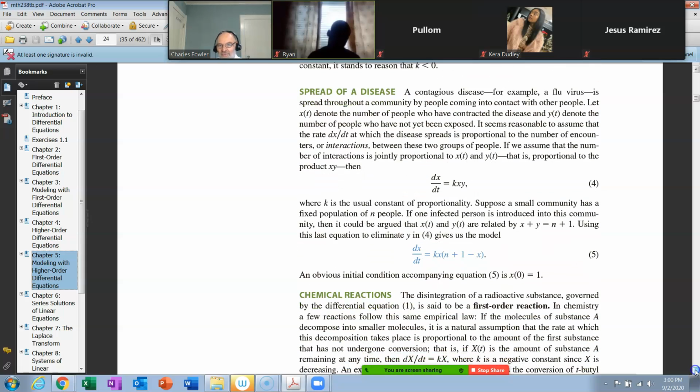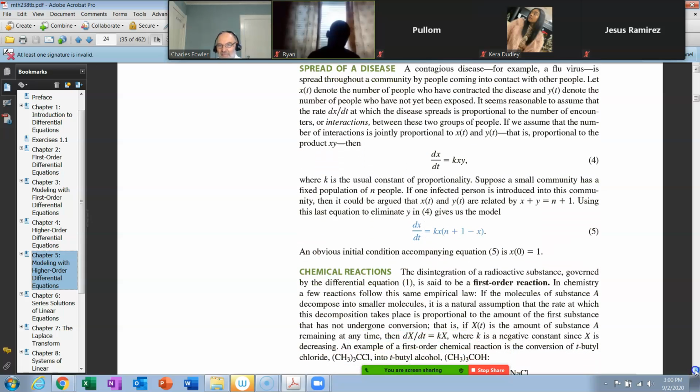And they mentioned the flu virus, or any disease, including COVID-19, can spread throughout a community of people coming into contact with other people. That's why we wear masks. That's why we keep the 6-foot distance. We're trying to slow the rate. We're trying to level the curve. You're trying to control that k, keep it as small as possible.